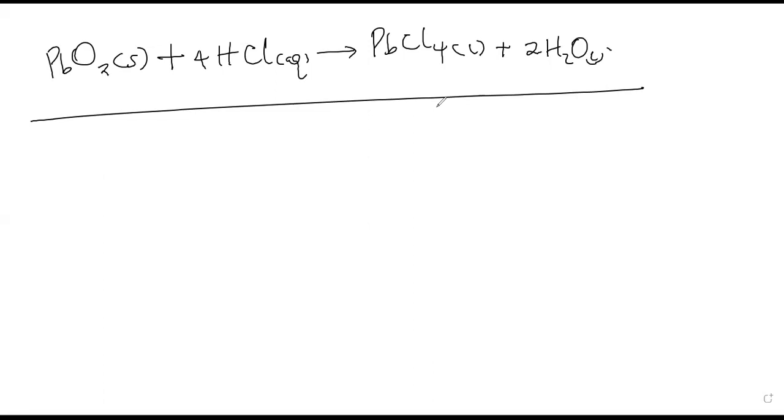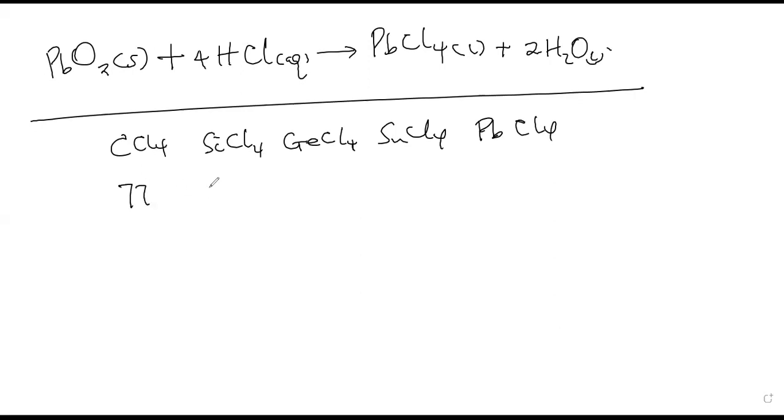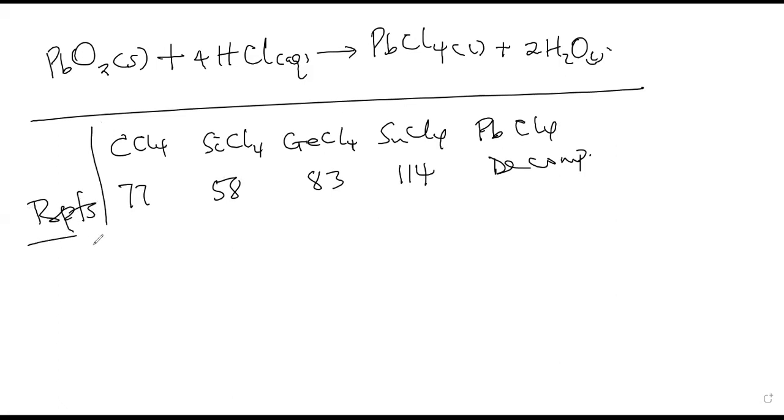Now, for the case of boiling points, they can give you carbon tetrachloride, silicon tetrachloride, germanium tetrachloride, tin tetrachloride, lead tetrachloride, and then they can give you their boiling points: 77, 58, 83, 114. Lead 4 chloride has not got a boiling point, because when heated it just decomposes. So these are the tetrachlorides and these are the boiling points. They can ask you to explain the trend.